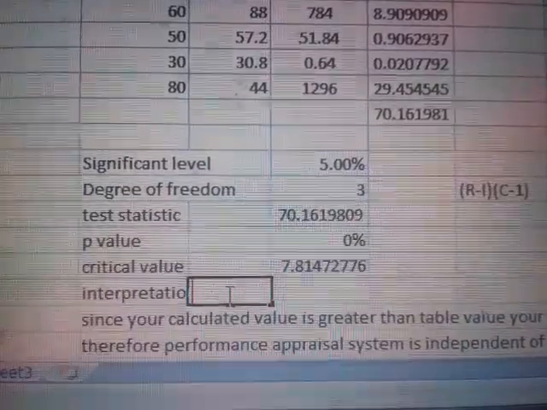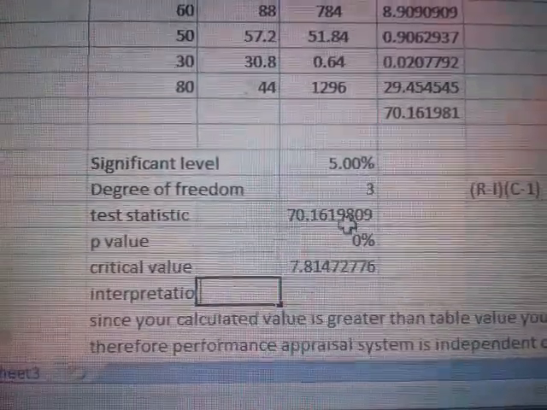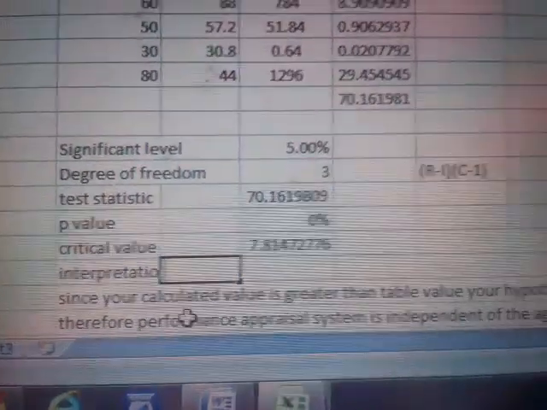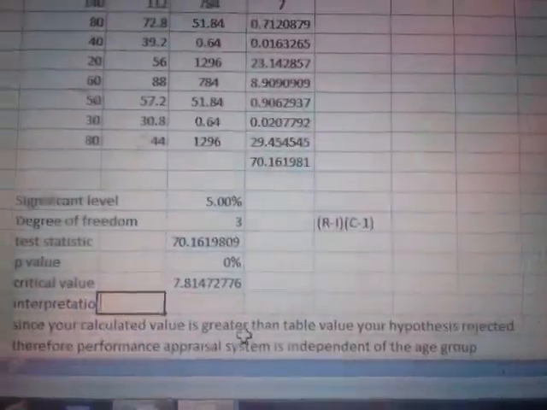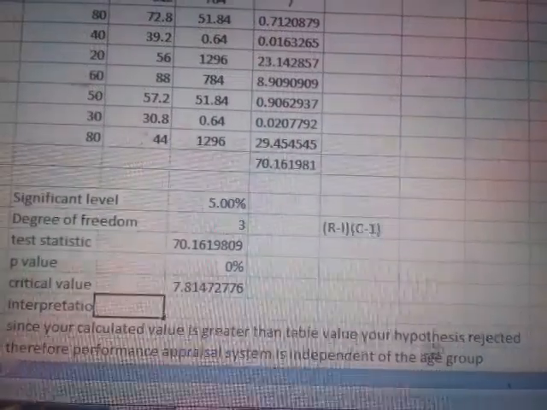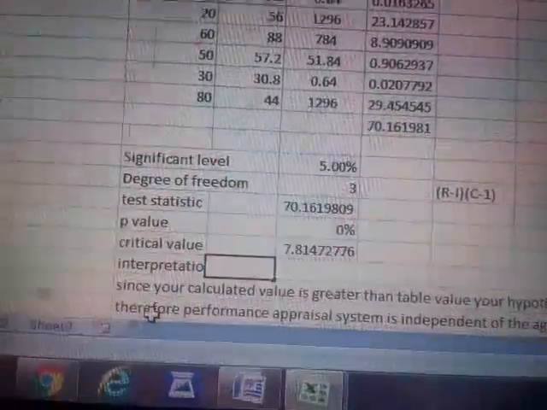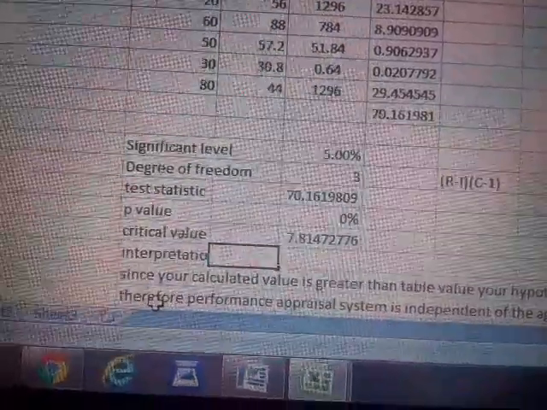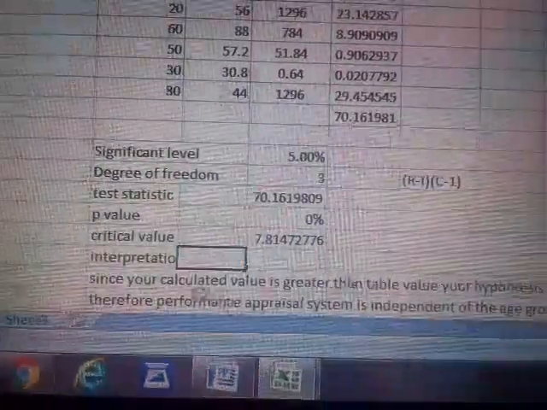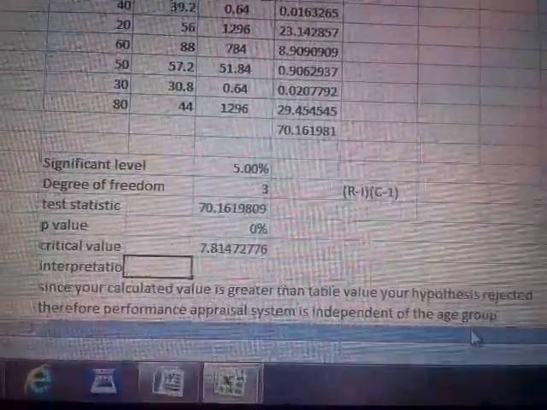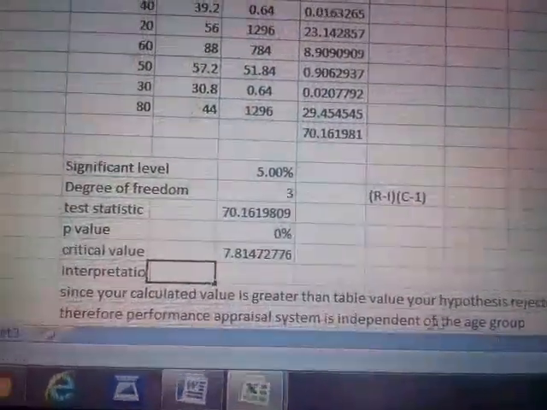So now you have to interpret. What is your calculated value? 70. Since your calculated value is greater than your table value, your null hypothesis is rejected. It means you have to accept your alternative hypothesis. What is your alternative hypothesis? Your performance appraisal system is dependent on the age group.